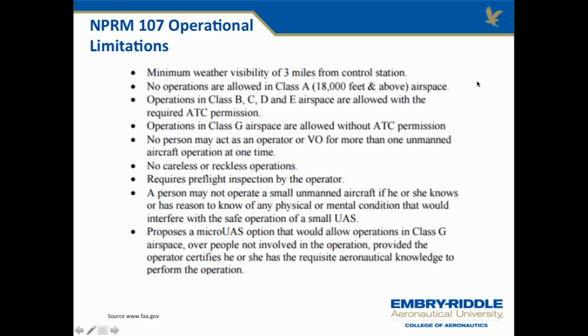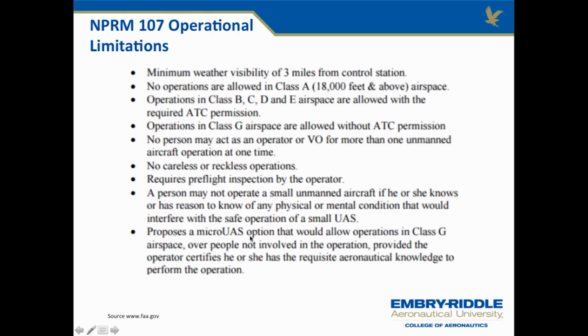And you have some operational limitations with the 107. You've got to have 3 miles of visibility from where you're controlling. Obviously, no Class A flight. B, C, D, and E airspace allowed with the required ATC permission. And now this makes it very cut and dry. You require the permission, not a notice, permission to fly. Operations in Class G are allowed without ATC permission. All right, and it's got the normal, no reckless flights or whatever the case may be.